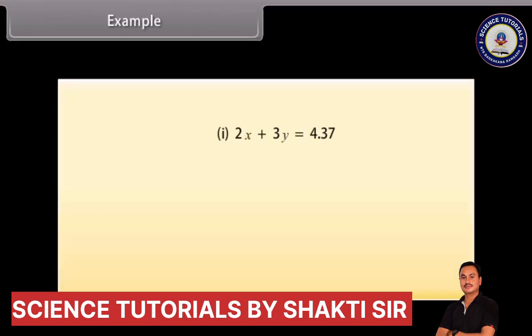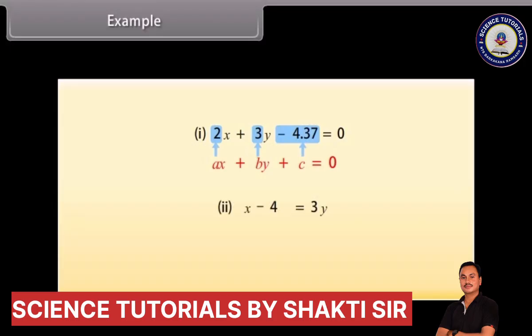Example. Let's now write these equations in the form ax plus by plus c is equal to 0. The first equation can be written as 2x plus 3y minus 4.37 is equal to 0. Here a is equal to 2, b is equal to 3 and c is equal to minus 4.37. The second equation can be written as x minus 3y minus 4 is equal to 0. Here, a is equal to 1, b is equal to minus 3, and c is equal to minus 4.